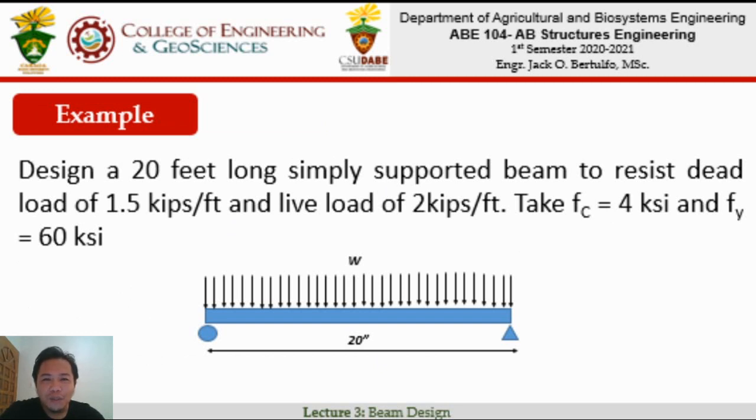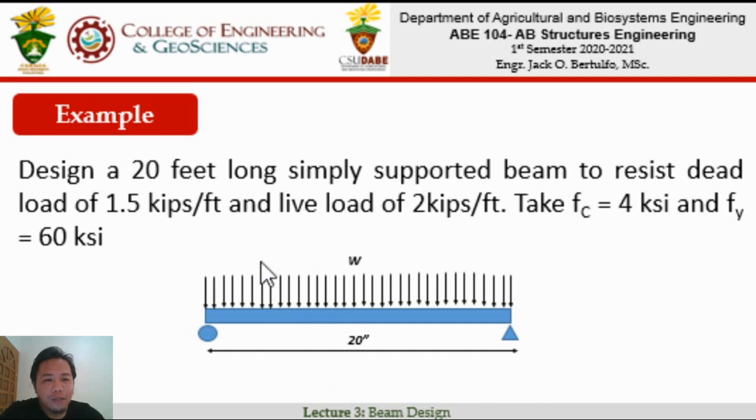Design a 20 feet long simply supported beam to resist a dead load of 1.5 kips per feet and a live load of 2 kips per feet. Take f'c equals 4 ksi and fy equals 60 ksi. This f'c is just the strength of the concrete. Remember, f'c is for concrete. Then fy is the strength for steel. So remember that f'c and fy. We have 4 ksi and 60 ksi.